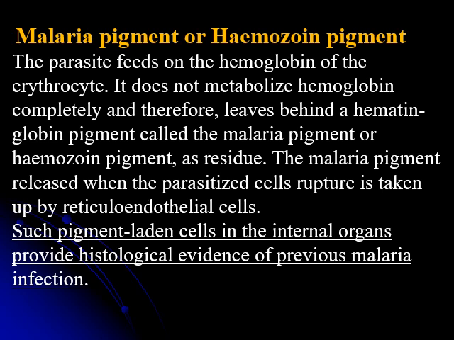We have the term malaria pigment or hemoglobin pigment. This pigment is produced when the parasites feed on hemoglobin, because they live in the erythrocyte. They do not completely metabolize the hemoglobin and leave behind a pigment called malaria pigment or hemozoin residue. The malaria pigment is released when the parasitized cells rupture and is phagocytized by reticuloendothelial cells. Such pigment-laden cells in the internal organs provide histological evidence of previous malaria infection.